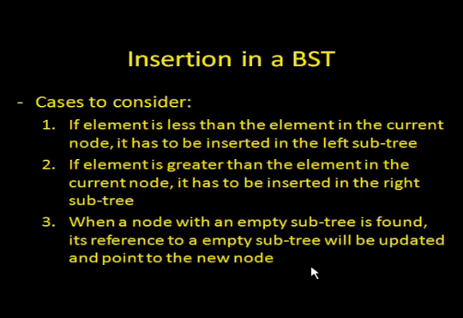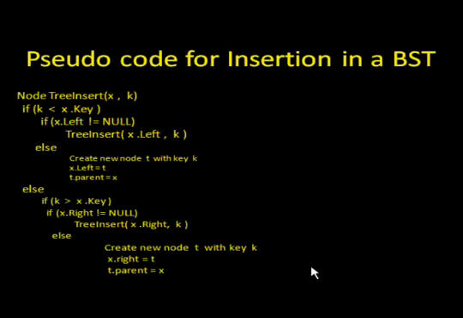Okay, now we're going to consider how you would insert something into the binary search tree. Well, if the element that you are currently trying to insert is less than the element in the current node, it has to be inserted somewhere in the left subtree. If the element is greater than the element in the current node, it has to be inserted in the right subtree. And you repeat steps 1 and 2 until you eventually find a node with an empty subtree, in which case you insert the node there. And here's some pseudocode for it.